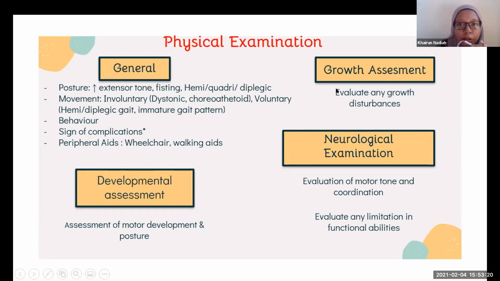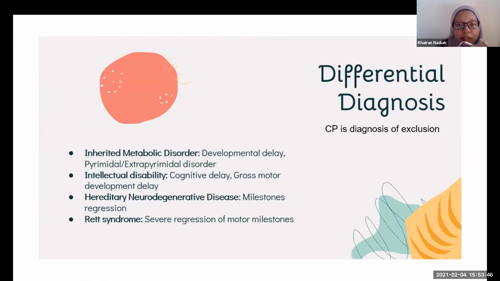So we need also to do the growth assessment to evaluate any growth disturbance. And for the developmental assessment, like just now, we assess for the motor development and posture, and also the neurological examination to evaluate any abnormality of motor tone and coordination, and to evaluate any limitation in functional abilities. So CP is a diagnosis of exclusion. So we need to exclude other differential diagnoses like inherited metabolic disorder, intellectual disability, hereditary neurodegenerative disease, Rett syndrome, and many more actually, but I put some in order to diagnose the CP.